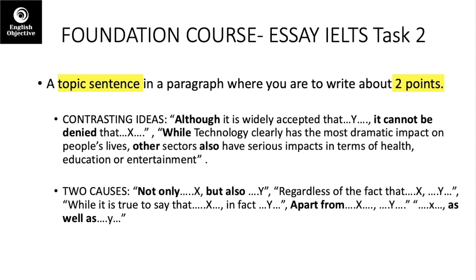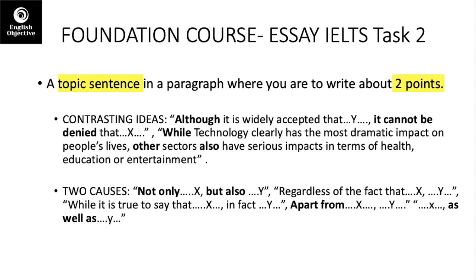Another one, while, and then also, while technology clearly has the most dramatic impact on people's lives, other sectors also have serious impacts in terms of health, education, and entertainment. So you've got here again 2 contrasting key points. So one is technology, and then the other one is other sectors, right? And in the first one, although it is widely accepted that country life, then it cannot be denied that as city life. So it's the 2 points in one topic sentence.